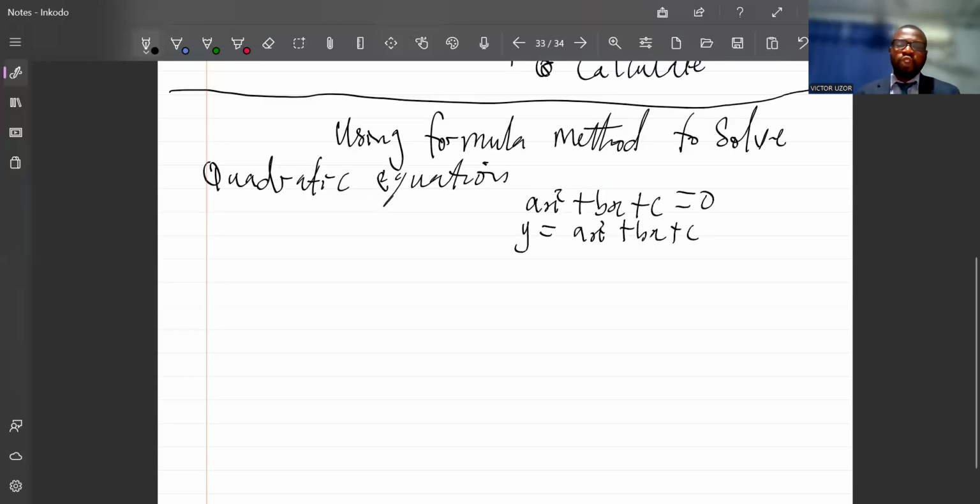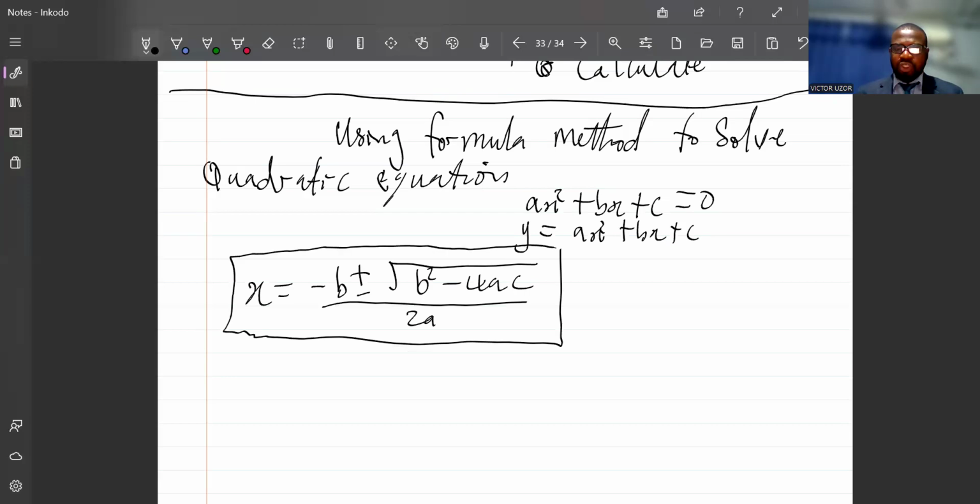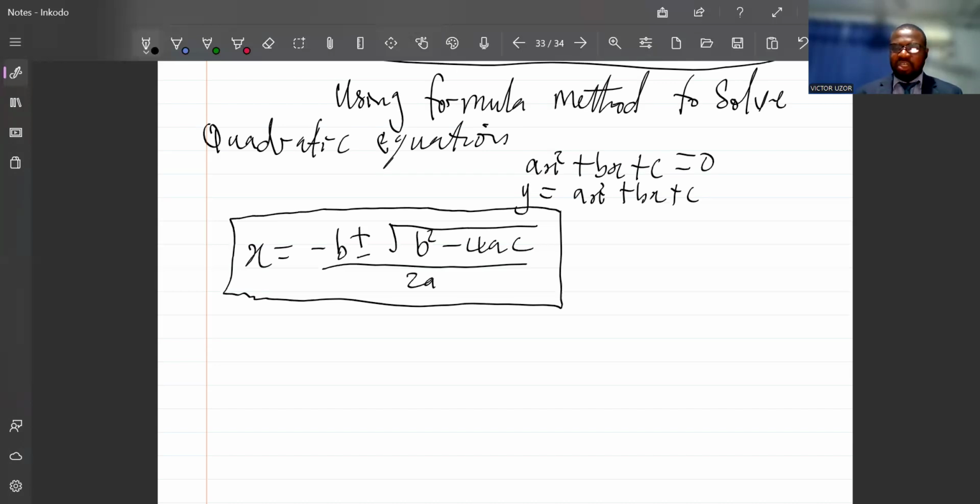The formula for solving the quadratic equation is x, because x is what we are looking for, equals minus b plus or minus the square root of b squared minus 4ac, all over 2a. This formula is very important in solving quadratic equations. Most exams have a formula booklet and this formula is there, but it won't hurt you to know this formula so well. I'm going to be solving at least two questions using the formula method.